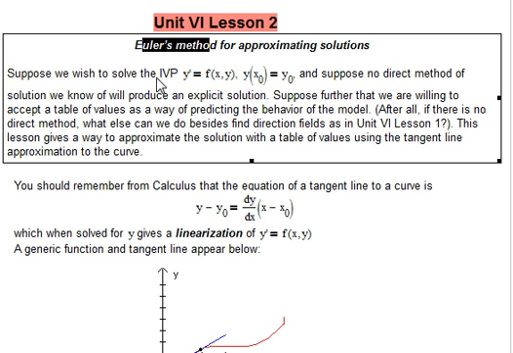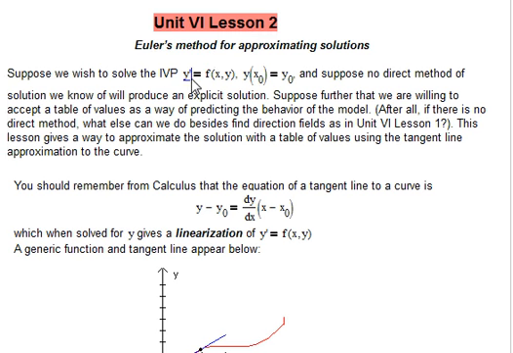Suppose we want to solve an initial value problem like y prime equals f of x, y, dy/dx equals f of x, y, and we know the initial point: when x is x sub 0, then y is y sub 0. And suppose no direct method of solution will produce an explicit solution. Seriously? Yeah, a lot of them you just can't. So what else are you going to do?